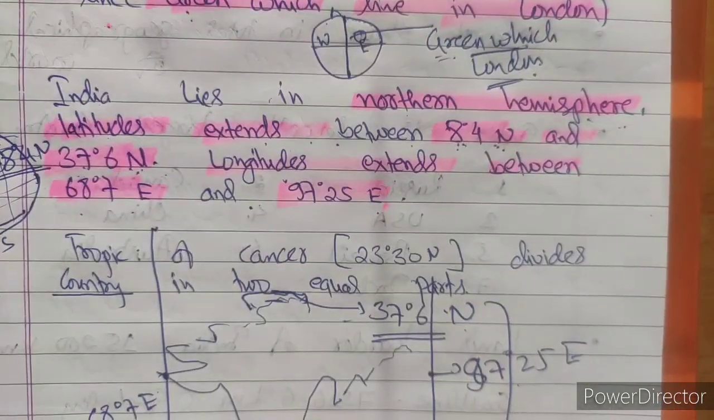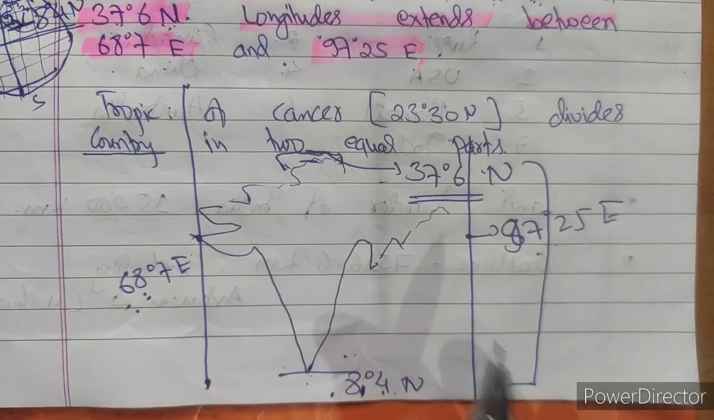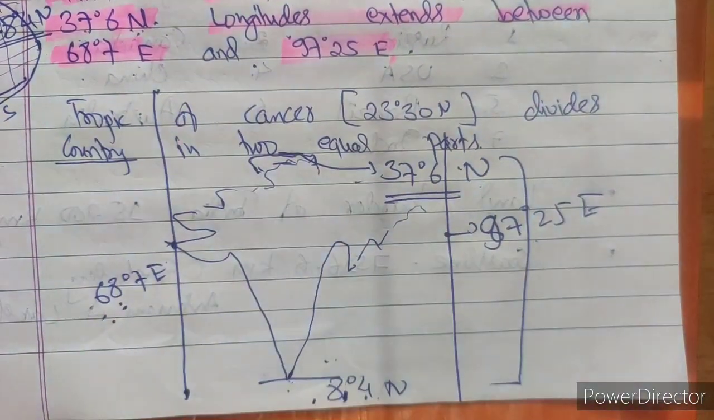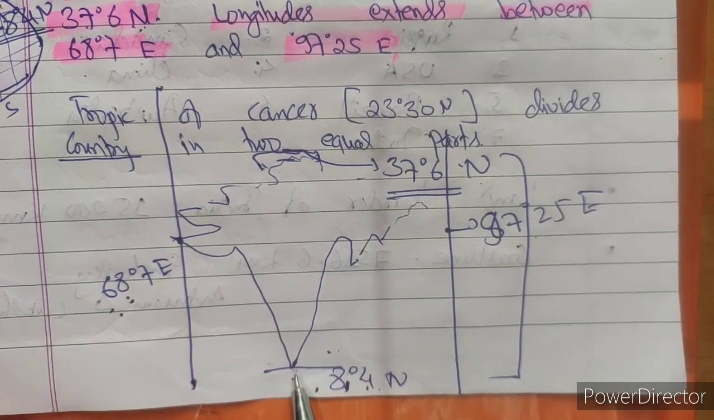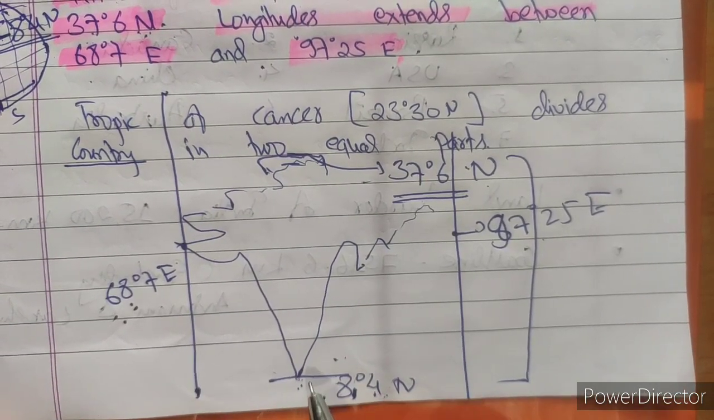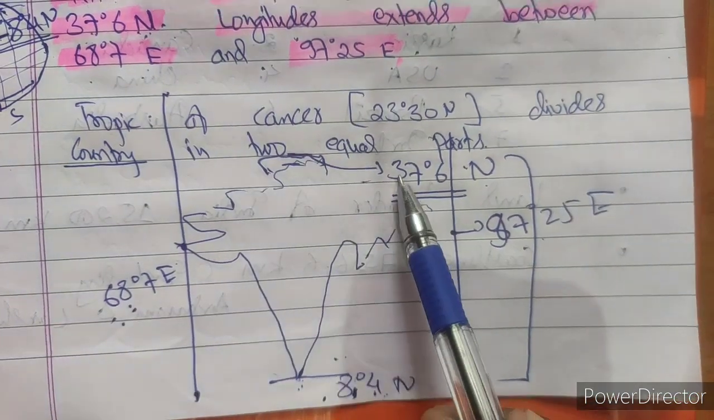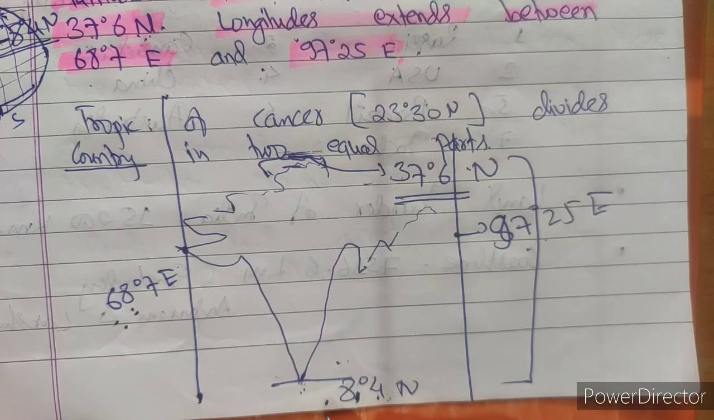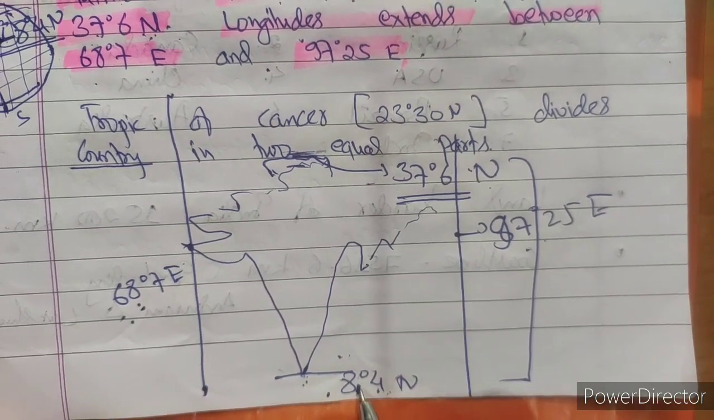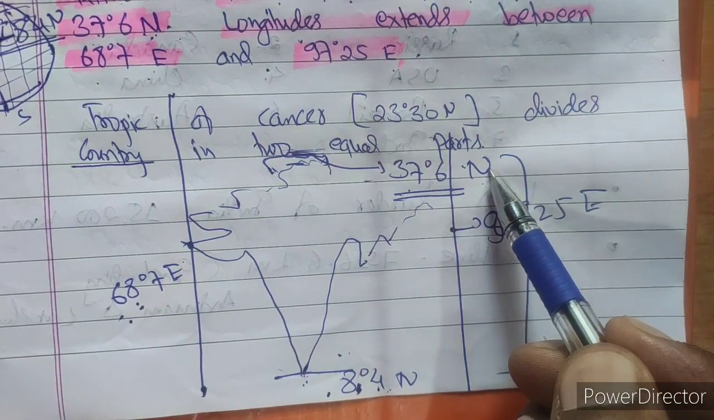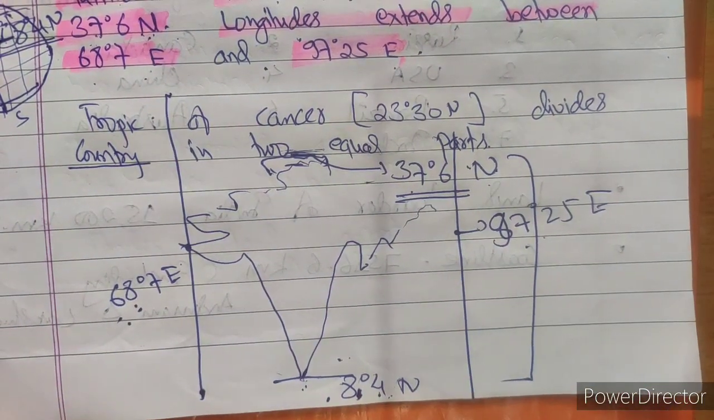Let us see. Suppose this is the map of India in the world. It lies fully in the northern hemisphere. It starts from 8 degrees and 4 minutes north, at Kanyakumari, and moves up to 37 degrees and 6 minutes north, at Jammu and Kashmir. So this is the latitude division of India.